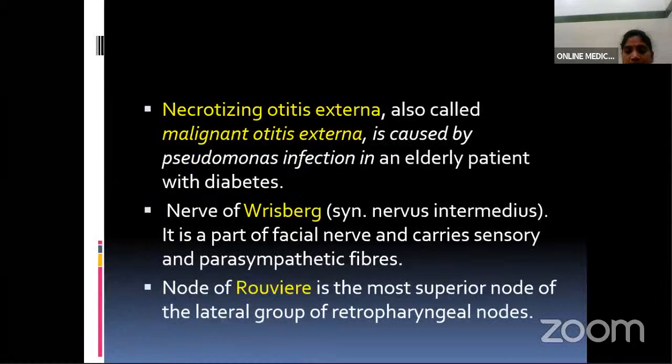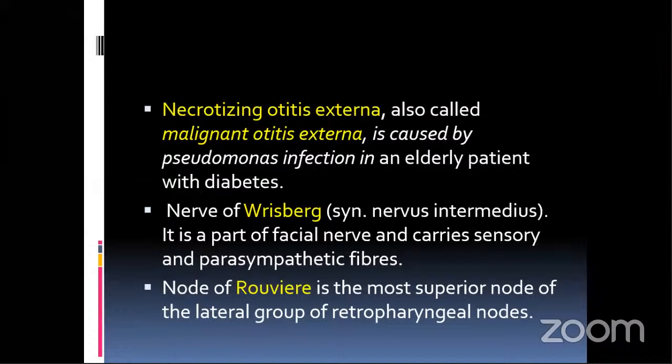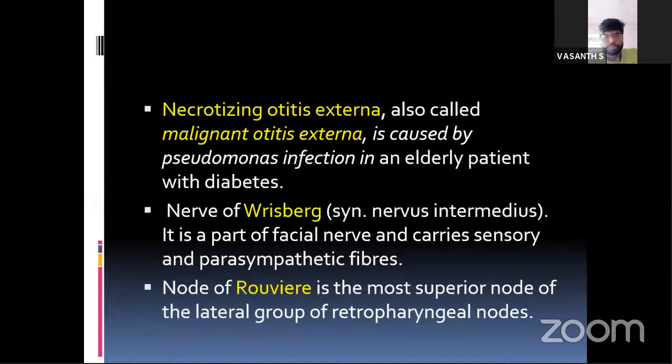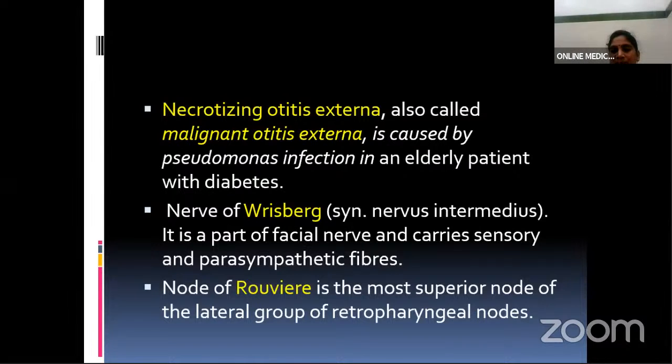Coming to malignant otitis externa. Aishwarya Lakshmi, what is malignant otitis externa? Ma'am? Tell me about malignant otitis externa. What is it? Where does it come? Ear, nose, or throat? Ear, ma'am. Okay. Tell me one or two points about malignant otitis externa.